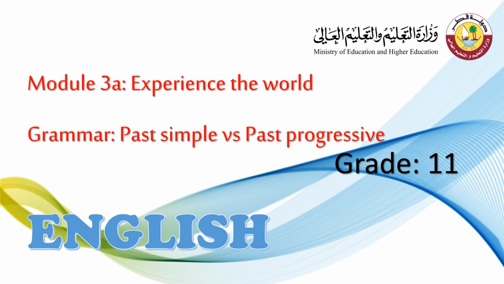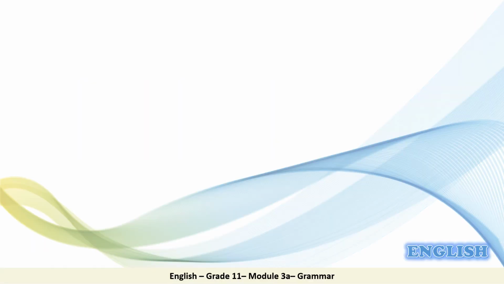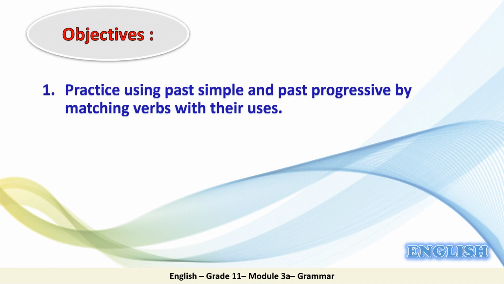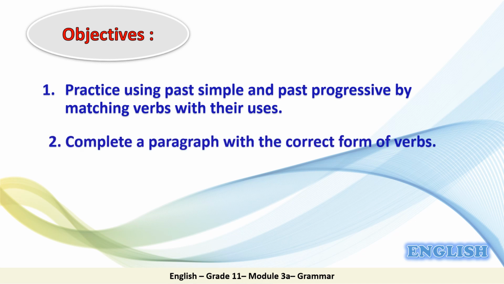Today's lesson is going to be from Module 3A, Experience the World, Grammar: Past Simple and Past Progressive. There are two objectives for today's lesson. Number one, practice using past simple and past progressive by matching verbs with their uses. Number two, complete a paragraph with the correct form of verbs.